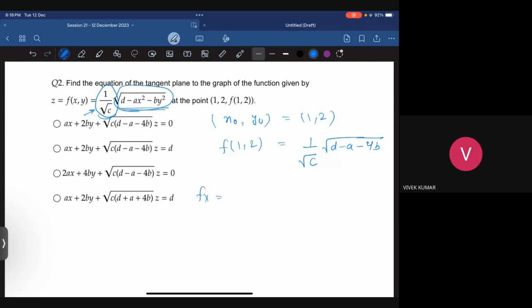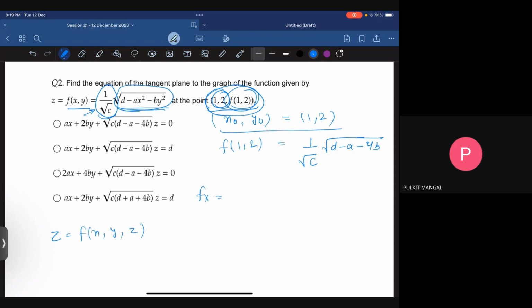That is written at the point 1 comma 2 comma function of 1 and 2. What does this mean, sir? Actually this is written like that because there are two variables. The first two components of that point would be the point on which you are finding the tangent, and the third would be the value of the function at that point.